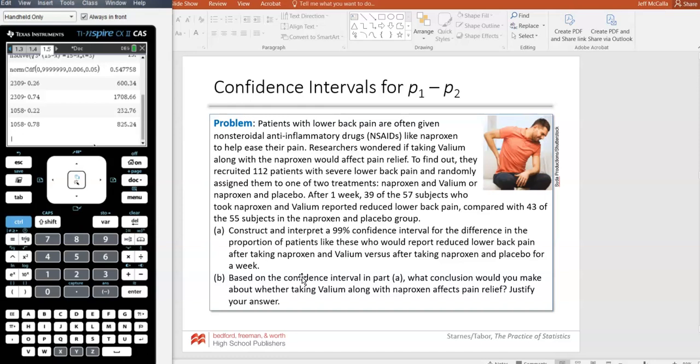After 1 week, 39 of the 57 subjects who took naproxen and Valium reported reduced lower back pain, compared with 43 of the 55 in the naproxen and placebo group. Construct and interpret a 99% confidence interval for the difference in proportions of patients who reported reduced lower back pain. So I think the conditions will be a little different here.